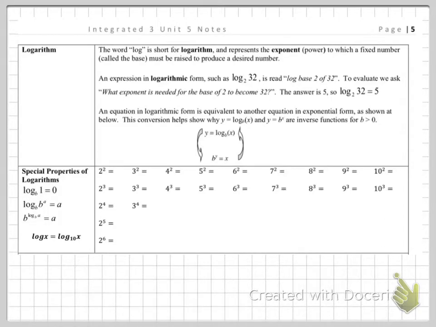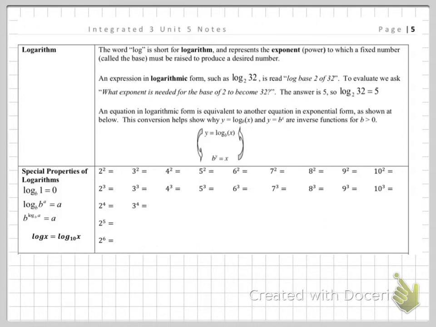Okay, intro to logarithms. The word log is short for logarithm and represents the exponent or the power to which a fixed number called the base must be raised to produce a desired number. An expression in logarithmic form such as log base 2 of 32 is read "log base 2 of 32." To evaluate, what you think to yourself is, what exponent is needed for the base of 2 to become 32? And the answer is 5. So log base 2 of 32 is equal to 5.